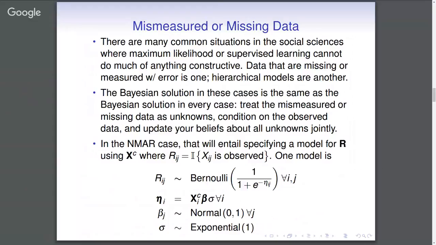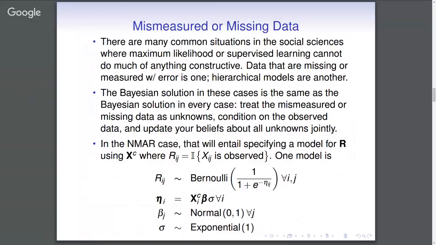So in the case where data is missing not at random, that's going to entail specifying a model for the R array. Remember, R is this 2-dimensional array that's equal to 1 if the original data point is observed and equal to 0 if the original data point is not. So in the missing not at random case, that's going to entail specifying a model for R using the completed data matrix X. And then a lot of people ask, well, how do I do that? And it's equivalent to the question, how do you model any binary outcome? So we just have to see R as being an outcome of this data generating process.